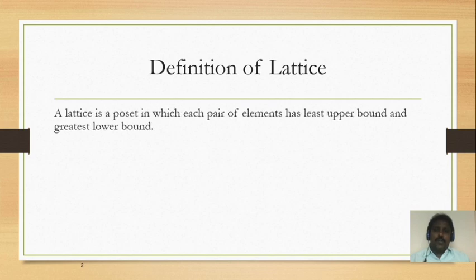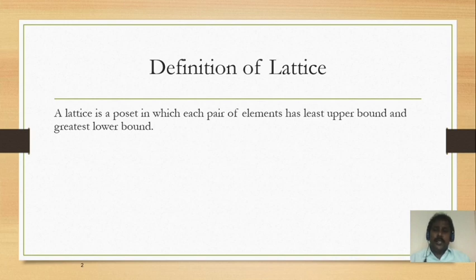A lattice is a poset. Already we know that a poset must satisfy three properties, that is RAT: R means reflexive, A means antisymmetric and T means transitive. So first of all, a lattice is a poset. It must satisfy these three properties, reflexive, antisymmetric and transitive, in which each pair of elements has a least upper bound and greatest lower bound.